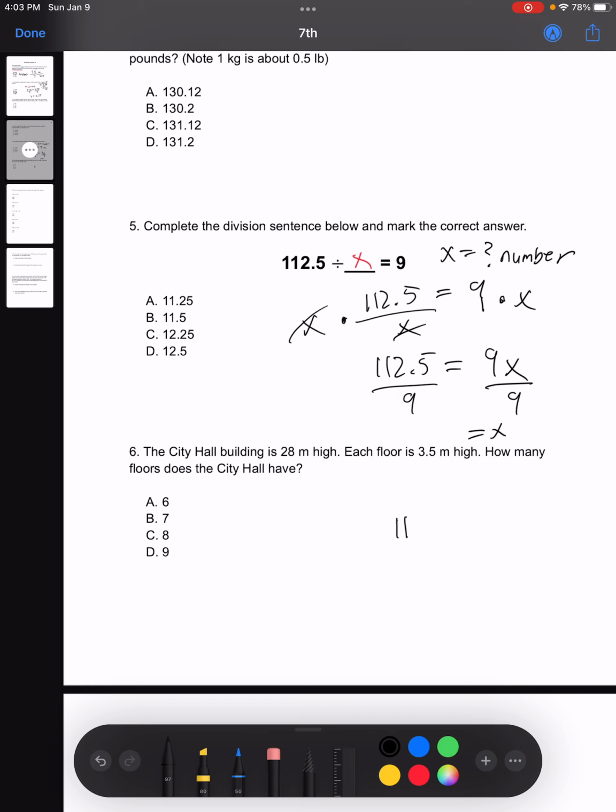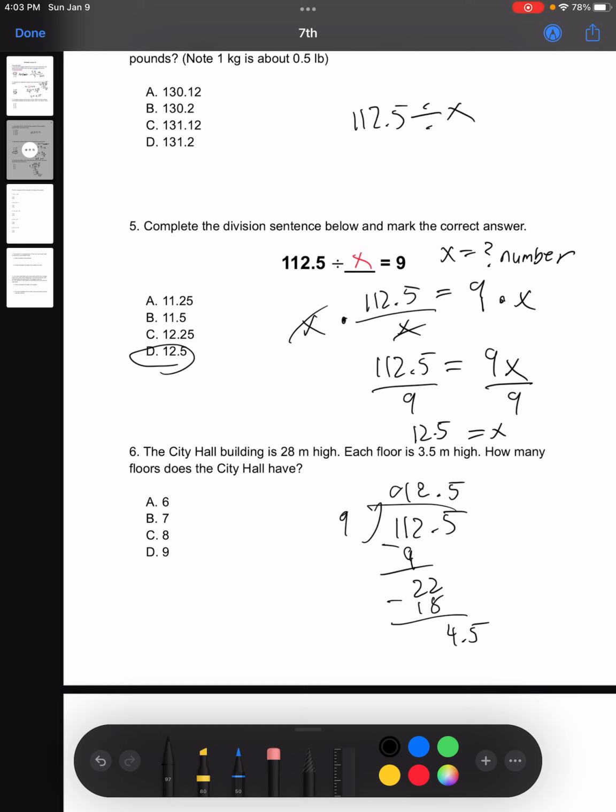And if we do that division, let's see what we will get. We end up getting 12.5 is equal to x. So our answer would be D. The key point for this one is that if you're going to use the strategy of making a simple algebraic equation, instead of doing 112.5 divided by x, you want to rewrite it as a fraction form so we can easily solve the equation. Because now we know to multiply both sides by x.